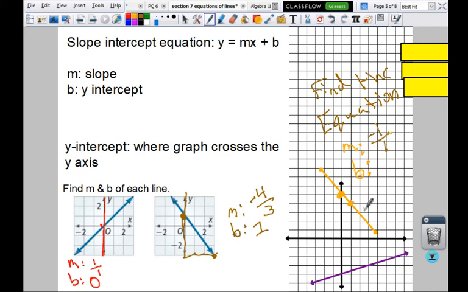So let me see. Negative 1 over 1. And my b is going to be right here where it crosses, which is at 1, 2, 3, 4, 5. To make this equation, it's actually pretty simple. I found m, that's my slope. I'm going to put that in for my m right here. I found b, my y-intercept, which is 5. I'm going to put it in for b.